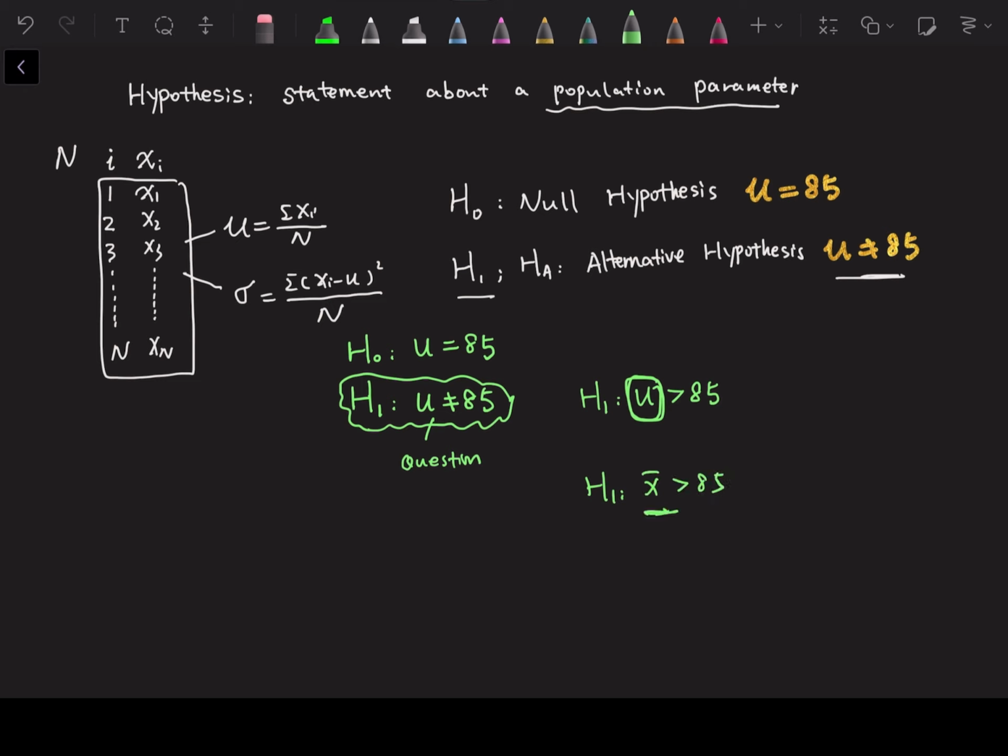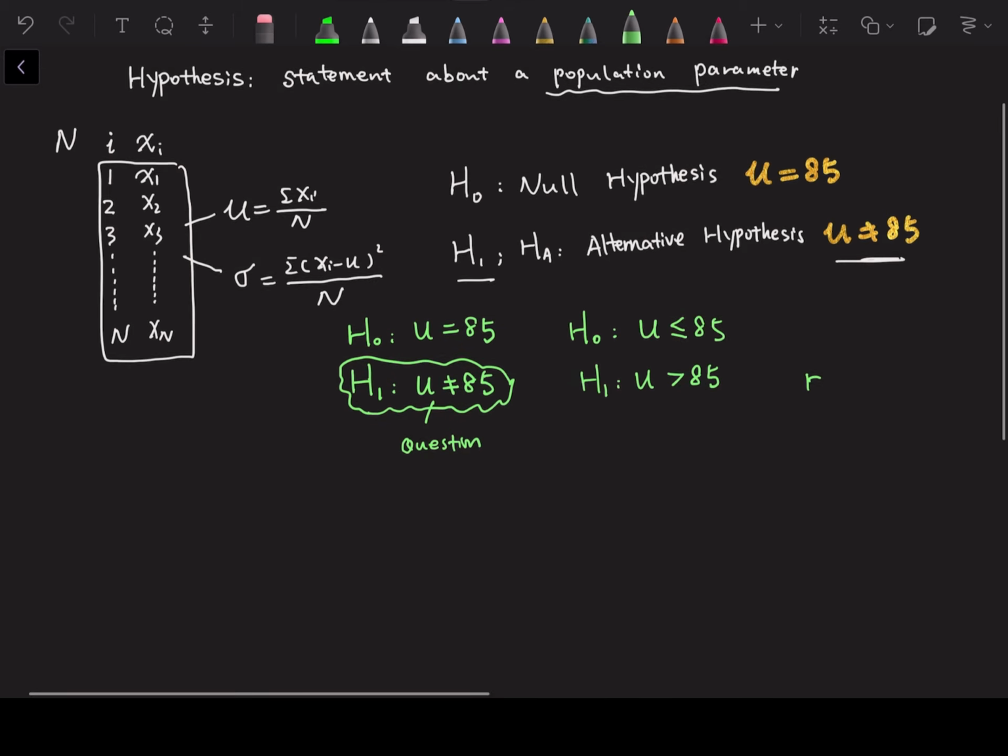This easily shows that obviously you don't understand what hypothesis means. Hypothesis is a statement about population parameters, so you should have a population mean mu there. If your question is whether the population mean is greater than 85, the corresponding null hypothesis is mu less than or equal to 85. If I'm interested in whether the population mean is less than 85, that is my alternative hypothesis, and the null hypothesis is mean greater than or equal to 85.